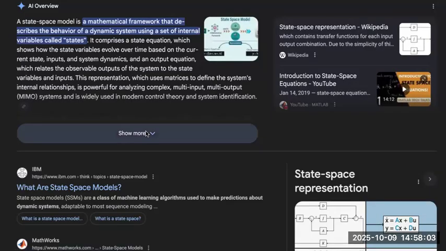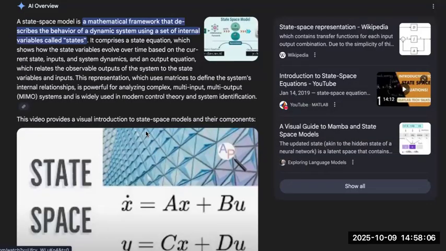So here we have that a state space model is a mathematical framework that describes the behavior of a dynamic system using a set of internal variables called states. It comprises a state equation, which shows how the state variables evolve over time based on the current state, inputs, and system dynamics, and an output equation, which relates the observable outputs of the system to the state variables and inputs. This representation, which uses matrices to define the system's internal relationships, is powerful for analyzing complex multi-input, multi-output systems, and is widely used in modern control theory and system identification.